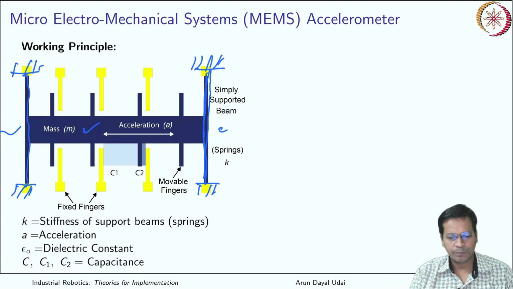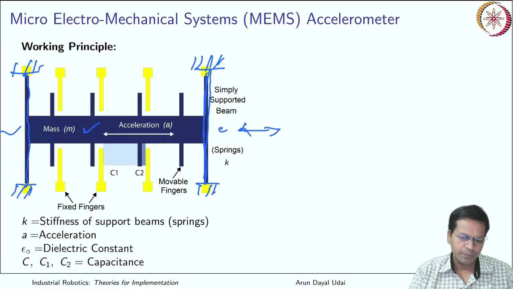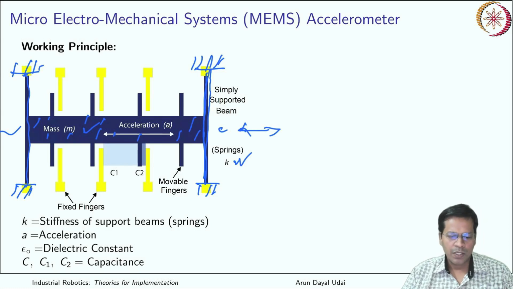If you give a longitudinal oscillation like this, it will oscillate. Okay, so these are like springs with stiffness K. This mass is known as the proof mass. Let us say it is of mass M.